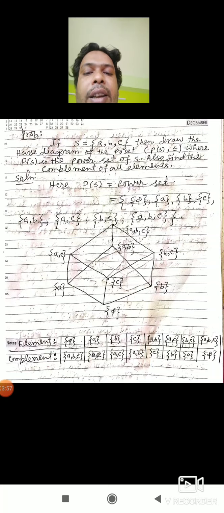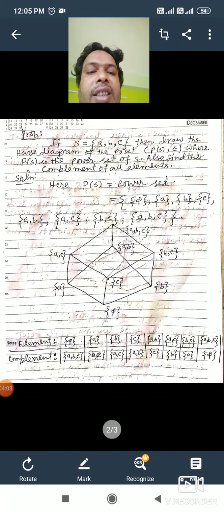Now calculate the element and complement. The elements of the power set are phi, A, B, C, AB, AC, BC, ABC. Now the complement of phi is ABC, complement of A is BC, complement of B is AC, complement of C is AB, complement of AB is C, complement of AC is B, complement of BC is A, and complement of ABC is phi. This is the null set.